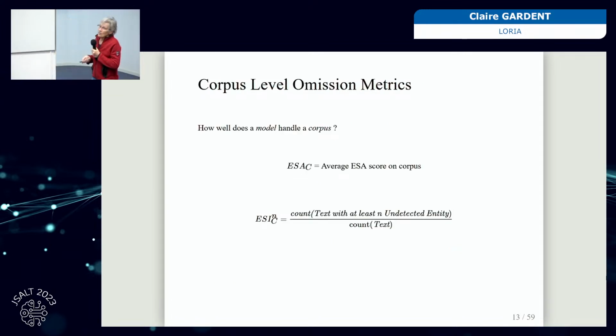So that's at the instance level, so you can do this on a graph-text pair, but when you want to compare and evaluate models, you want to do this on a more general level, based on a larger data set. We do this in 2 ways. We use the average entity-based semantic adequacy, averaged over the whole corpus. And the other thing we compute is the proportion of texts which have at least one undetected entity, so at least one omission.